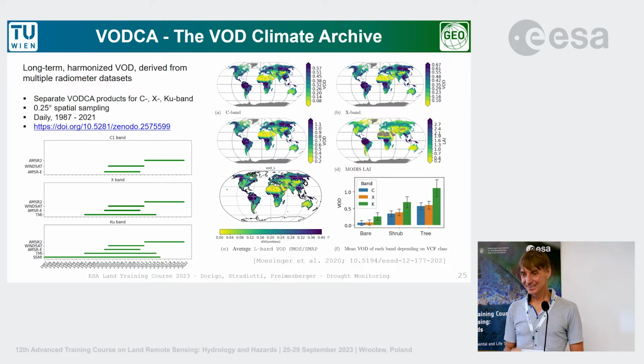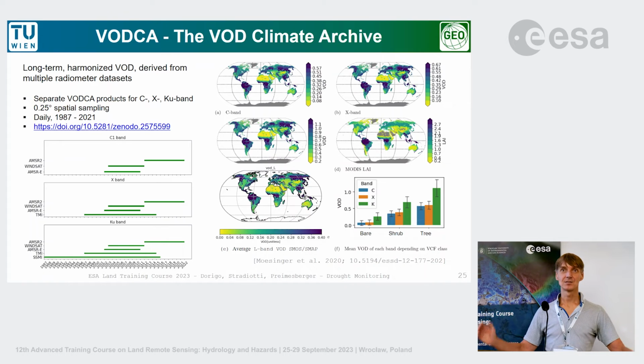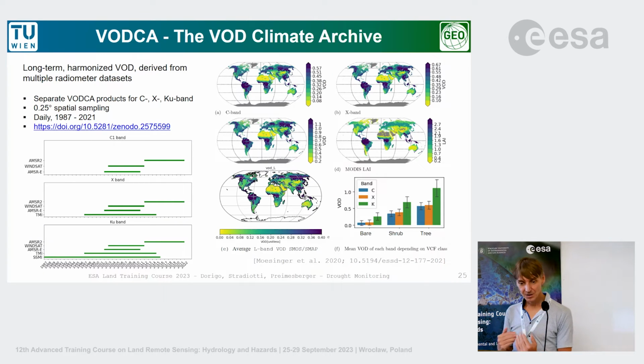Anyway, the VOD climate archive does a very similar thing as we did for ESA CCI soil moisture. We use multiple sensors. So this is the time frame covered by individual sensors. You see here AMSR2, WindSat, AMSR-E. And we decided to combine those into one time series, so that we have time series that are long enough to do climate studies, to have anomalies from long-term records. And we did this for different frequencies, so for C-band, X-band, and Ku-band.